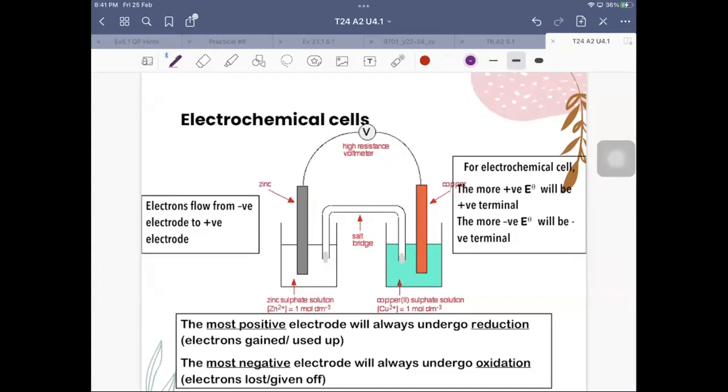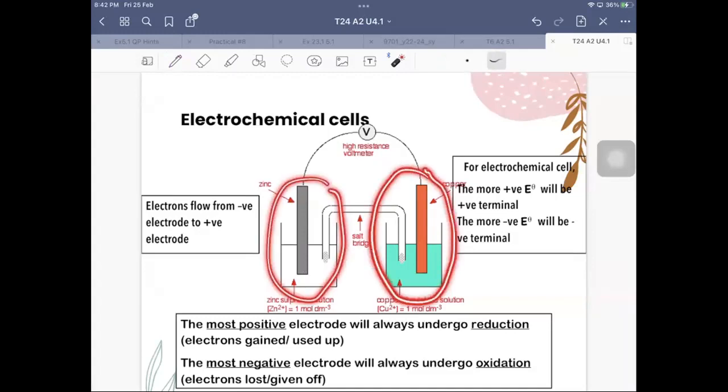Before we continue with the exercise where we stopped at, I would just like to recall a few things that you need to know about the electrochemical cells. Electrochemical cells is when you combine the two half cells, and the difference in voltage or the difference in electrode potential between the two, we call it the cell potential.